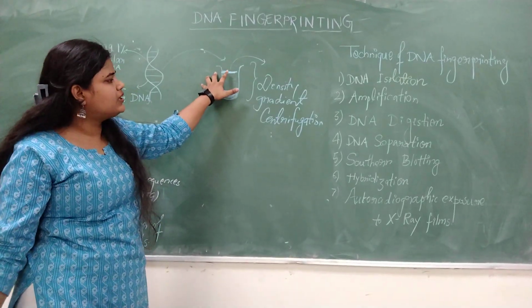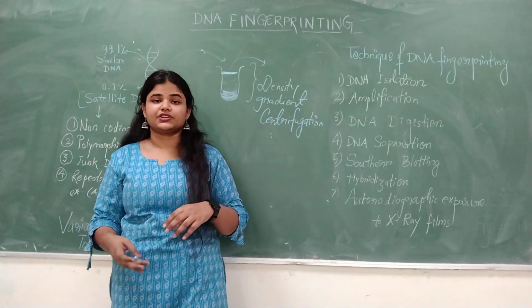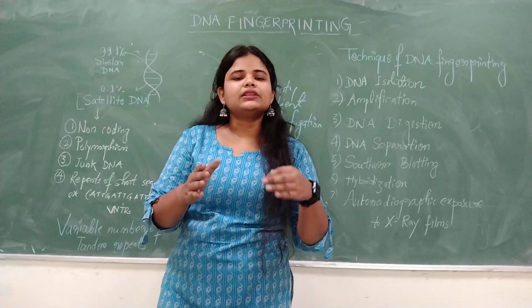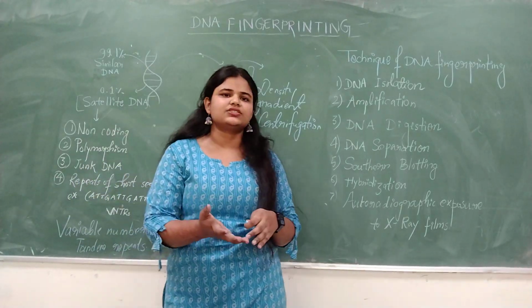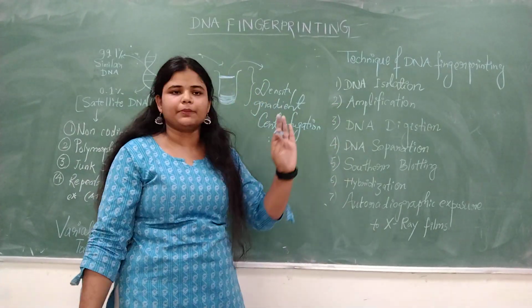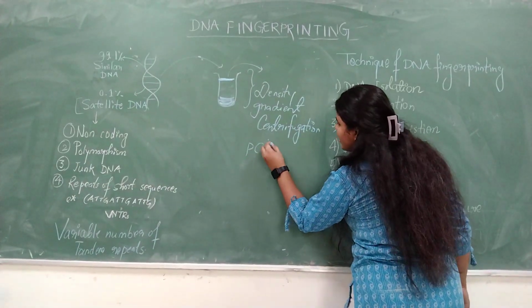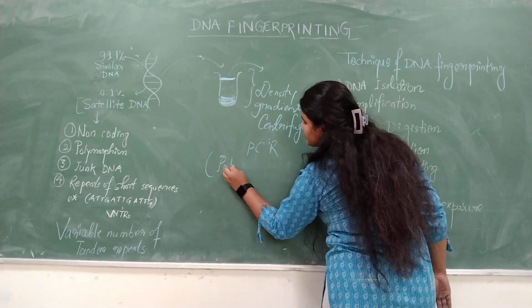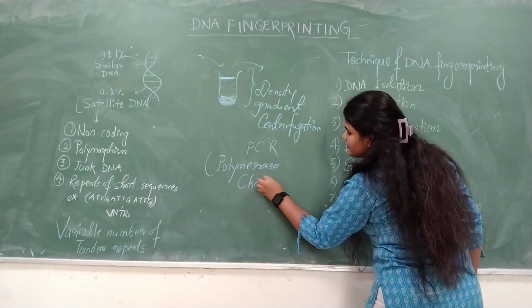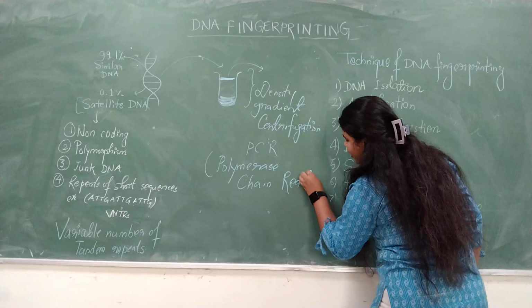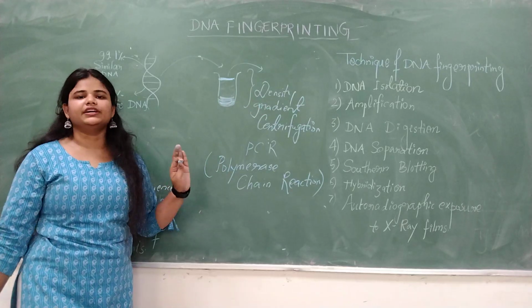After the isolation of the DNA, we will amplify the DNA. Why do we need amplification? Amplification means we will make multiple copies of the DNA and keep them, as there are chances of damage to the DNA. That's why we make multiple copies. How do we make multiple copies? Through PCR, polymerase chain reaction. So we make multiple copies of our DNA.